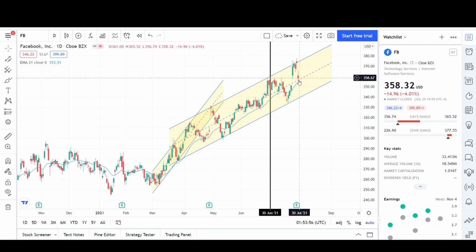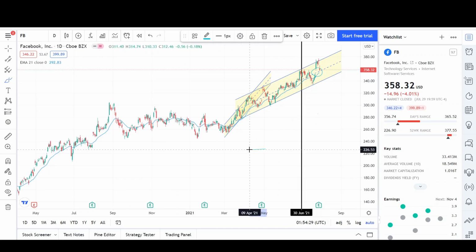So Facebook is pulling back to the EMA and to fill in this gap that it created right here. I'm going to go ahead and circle that. There's a gap right here. There's no price action in this space. So the price is pulling back to it to fill it up, and even probably pull back further down to the bottom of this channel.